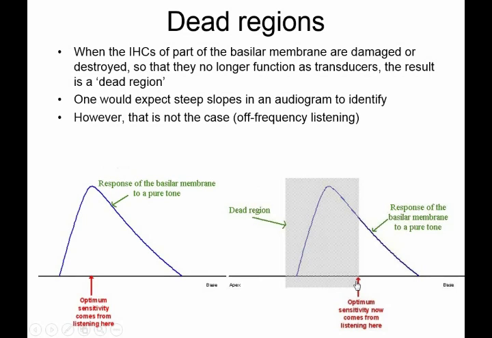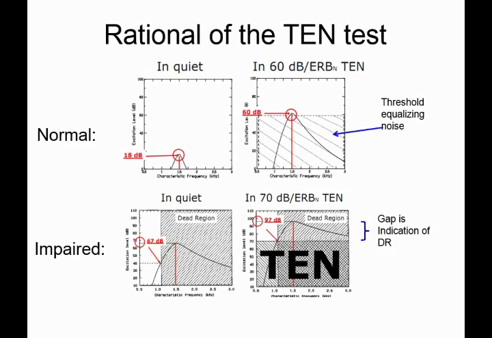So you can always listen with something called off-frequency listening, like this one. Let's say we have the grey area. Can you see that down there? Yes, the grey area is the dead region. And let's say in a healthy cochlea, you would have a response curve like that, the response of the basilar membrane to a pure tone. We know now that this would be a little bit steeper, but this is just schematic.